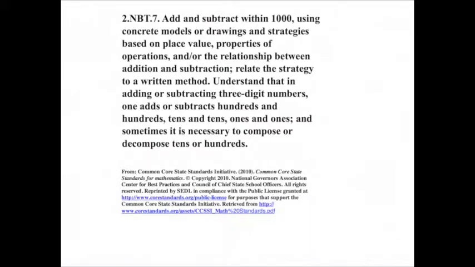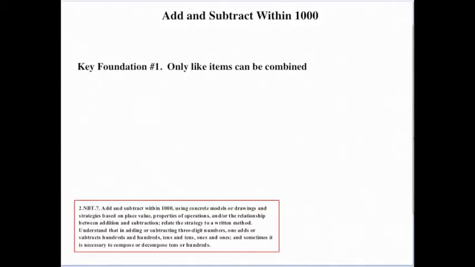And it reads, add and subtract within 1,000 using concrete models or drawings and strategies based on place value, properties of operations, and/or relationships between addition and subtraction. Relate the strategy to a written method. Understand that in adding or subtracting three-digit numbers, one adds or subtracts hundreds and hundreds, tens with tens, ones and ones. And sometimes it's necessary to compose or decompose tens or hundreds. So the key idea is to add and subtract within 1,000.